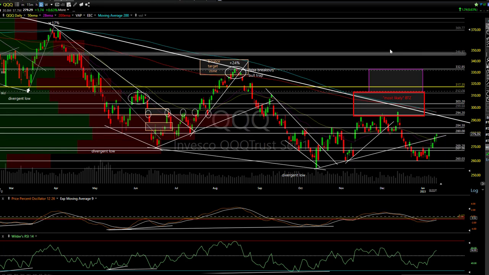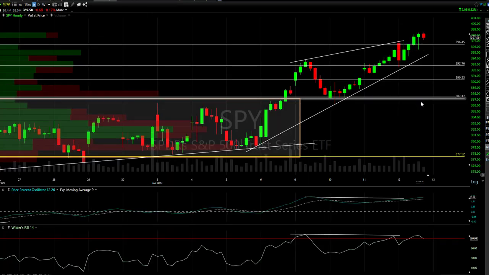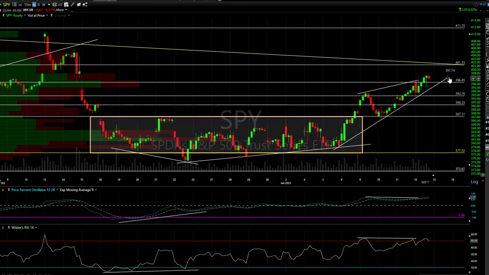QQQ, and then SPY. Somebody asked me for pullback targets in one of the comment sections. SPY I already covered, is at the 200 days. If we do get a pullback, here's what the 60 looks like right here. You've got a nice clean uptrend line.